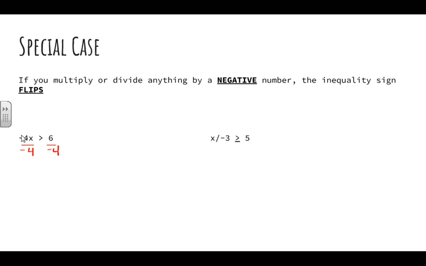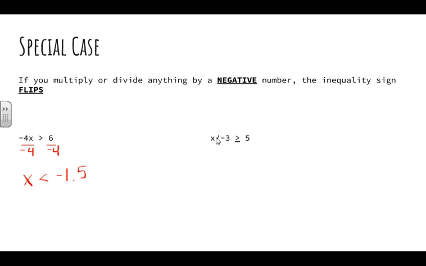All right, and when we do that, we get that x is less than negative 1.5. Notice that my inequality sign had to flip. It went from a greater than sign to a less than sign.